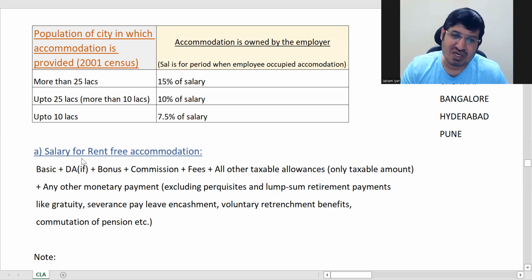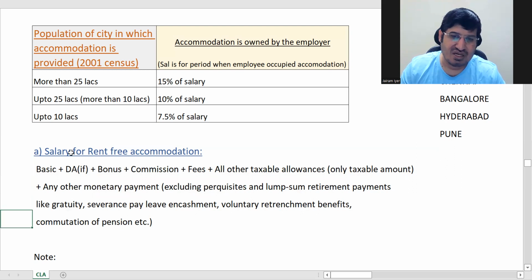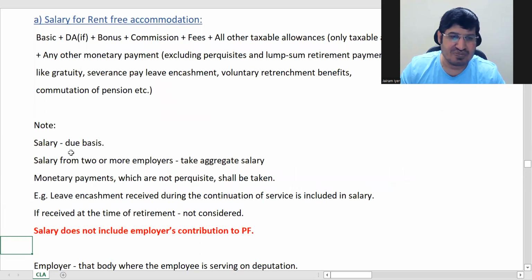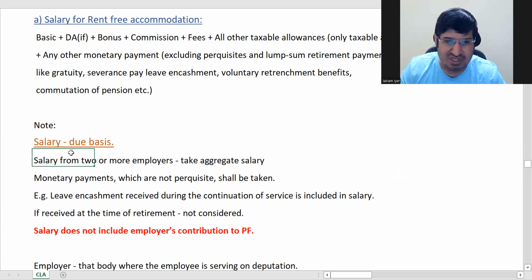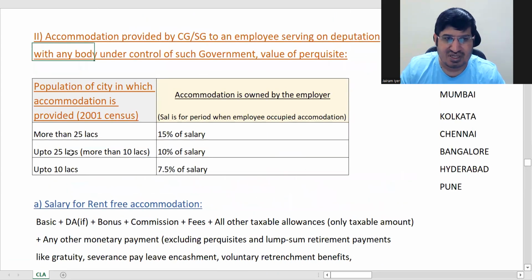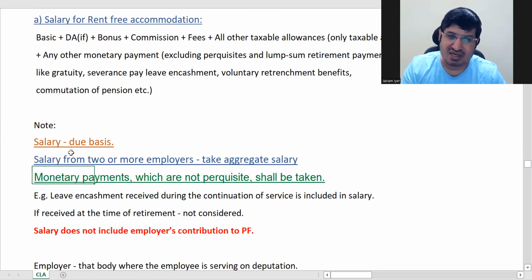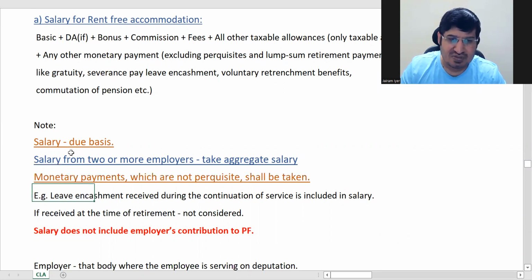ठीक है, दो तीन बार आप देखोगे तो ये पूरा एकदम याद हो जाएगा, कोई प्रॉब्लम नहीं. ओके, राइट, देन. ओके, सैलरी ऑन ड्यू बेसिस. राइट, इट्स ऑलवेज ऑन ड्यू बेसिस. सैलरी फ्रॉम टू और मोर एम्प्लॉयर्स, टेक एग्रीगेट सैलरी. Okay, for this purpose, salary. If he is working for more than one employer, take aggregate salary. Okay, monetary payments which are not perquisite shall be taken. Okay, this we have already seen.